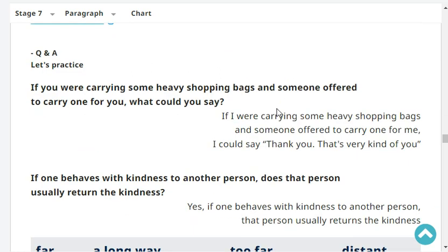Very good. If you were carrying some heavy shopping bags and someone offered to carry one for you, what could you say?